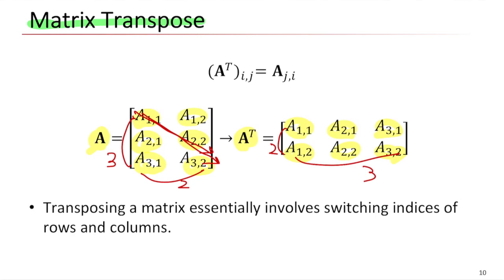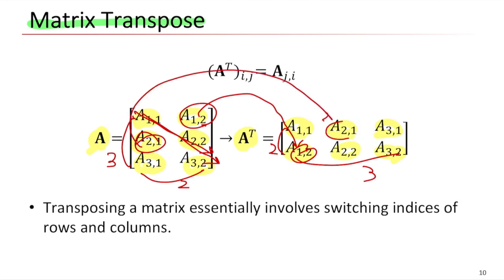As you can see here, this element is moved to this part. This element is also moved to this part. So transposing a matrix essentially involves switching the indices of the rows and columns like this.